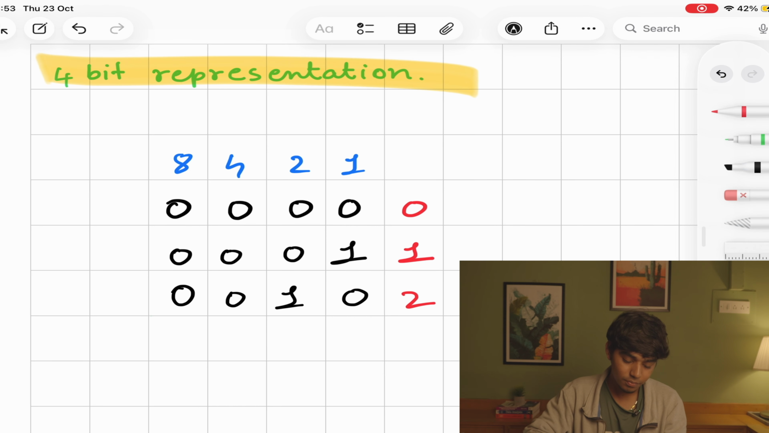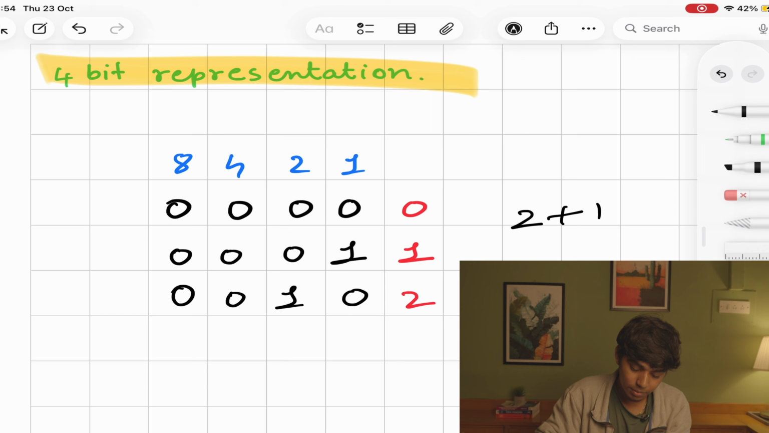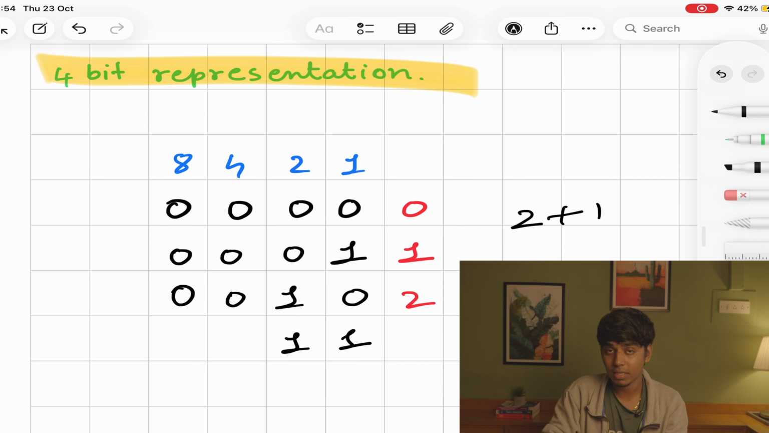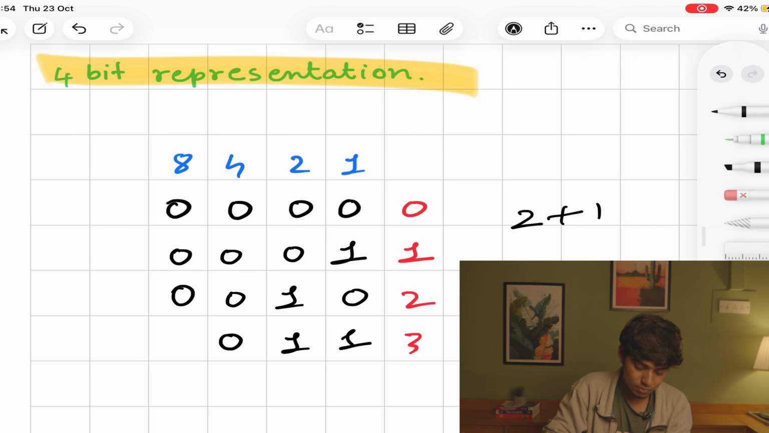Now you see, when I need to get to the number 3, I have to have a combination of the first and second switch. The reason is 2 plus 1 is 3. So I have to keep the first and the second switch on, because the first switch has one combination and the second switch has two combinations. So 2 plus 1 is 3. Hence we get 3 and we can keep the rest of the switches 0.